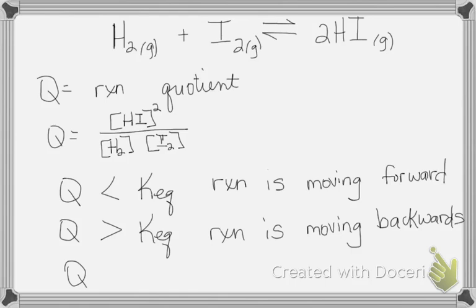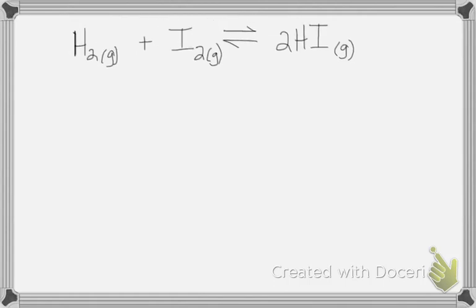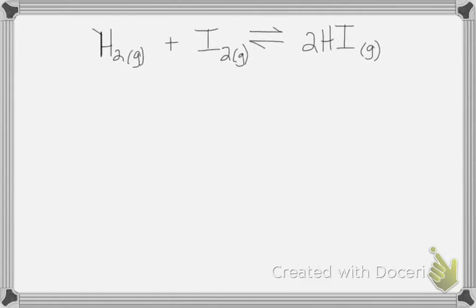What if the Q is equal to the KEQ? It means it's at equilibrium. It's not moving forwards or backwards. Okay, so using this equation of hydrogen plus iodine yields HI. What was it if it was equal? It's at equilibrium. Okay?